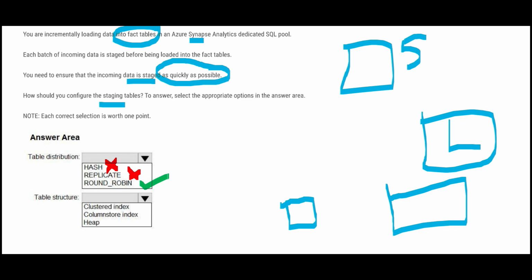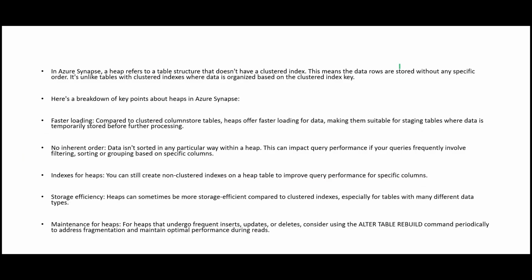Okay, table structure. Now, what happens with table structure? You have different options: clustered, column store, heap. I'll go quickly on this because this video became a bit longer to explain the concepts. Since you don't have time, we use heap. It does not have a clustered index, so it will load faster. That is what you want, right? You want to load faster.